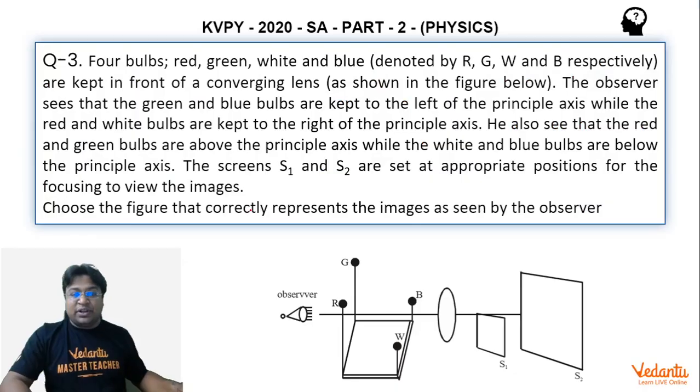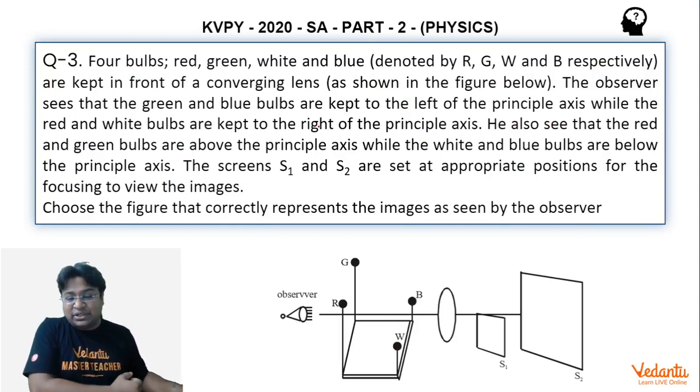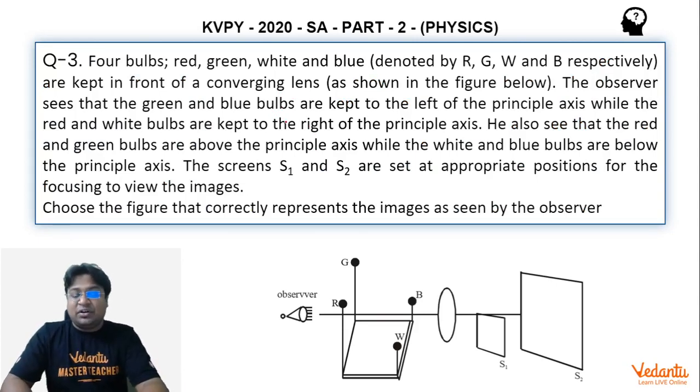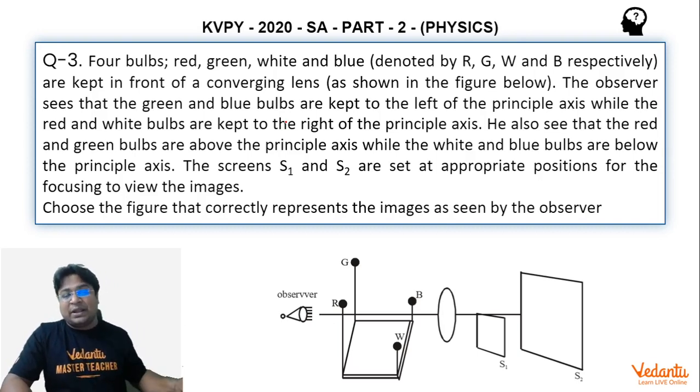So we are now looking at the third question of part 2 and this is a very good question, an amazing question, and it's primarily based on the qualitative discussion of the property of images found by a convex lens. Let's see what the question says.